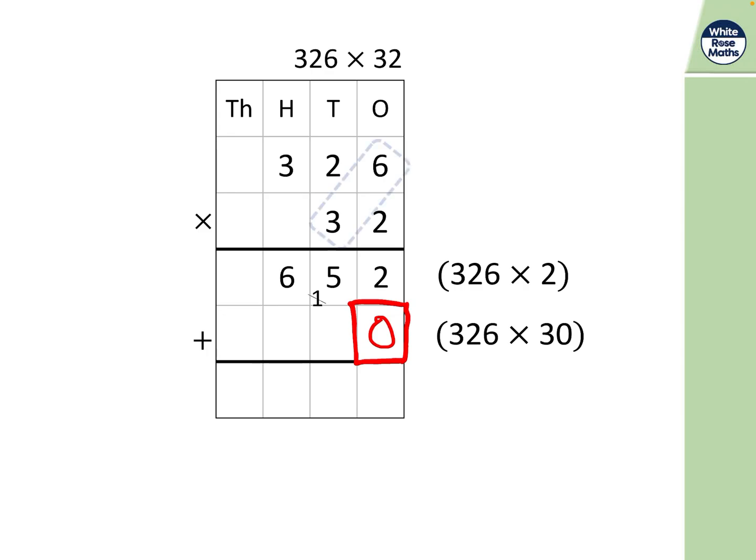30 times 6 is, of course, 180, or 18, depending on which one you did. And that can go in there. 2 times 3 is 6, but don't forget that 1 down there, and that's of course 7, and 3 times 3 is 9. And then you can add them up.